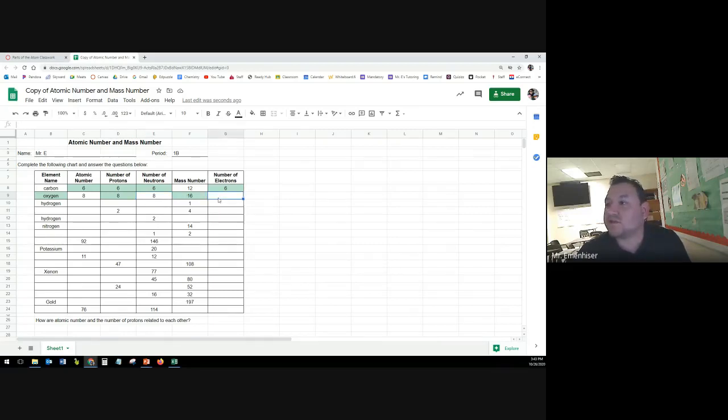Now, the number of electrons is going to be equal to the number of protons. So that will be 8. So we type enter. Okay. I'm going to go down and do this last one because this one looks a little challenging.